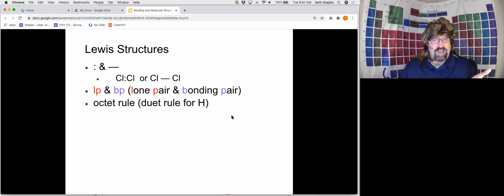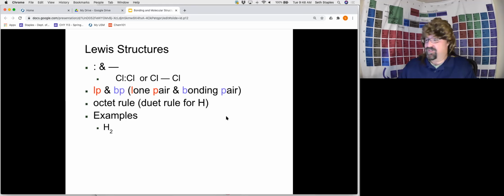We're going to use our octet rule. One thing to remember is that for when we're making octets, the octet rule really means 2 for hydrogen. Hydrogen's tiny. Hydrogen will only ever fit 2 electrons around it. So when we say octet, what we really mean is a full outer shell. For most atoms, that's 8 electrons in the outer shell, but hydrogen's so tiny that it means 2. And so keep that in mind as well.